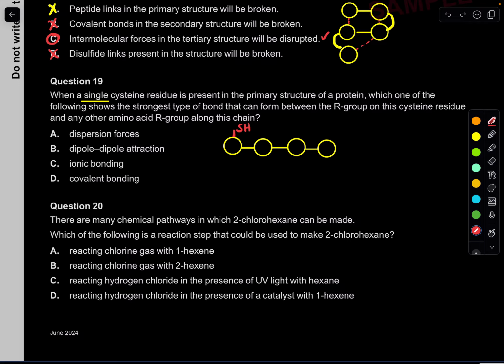Which of the following shows the strongest type of bonding that can form between the R groups? So absolutely take D off. Covalent bonding is not going to be it, because if it said two cysteine residues it could work, but because it says single, there's only one, so it doesn't work. Ionic, remember, only works if it's charged. No, the cysteine molecule is not charged. You can even realize this.